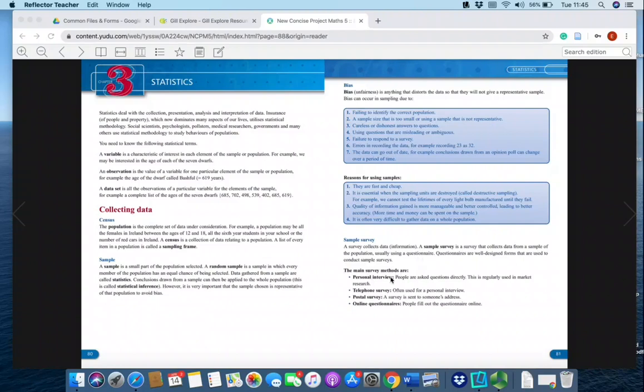So the main survey methods, so how would you survey people? Well, you would survey them using a personal interview. This is very good. One big advantage of this is people are asked the questions directly. It's much harder for you to lie when you're asked a question directly. And this is regularly used in market research. Downside of it is it's very time consuming and very costly.